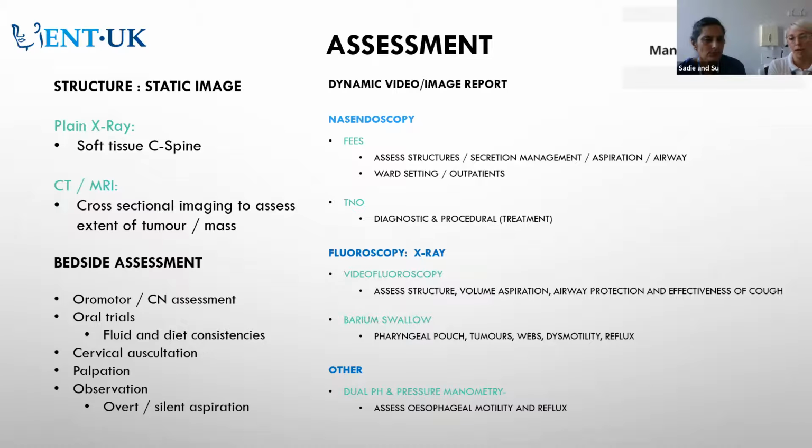So our main two are nasendoscopy, use of nasendoscopy to actually visualize. It's really, really helpful to assess the structures, the movement of the vocal folds, the anatomy and physiology of the larynx and pharynx, and we can also use oral trials with that. It's really nice and mobile, so that's something that we would use on a ward setting or in outpatients, and we can also use that to assess secretion management, so that's really helpful.